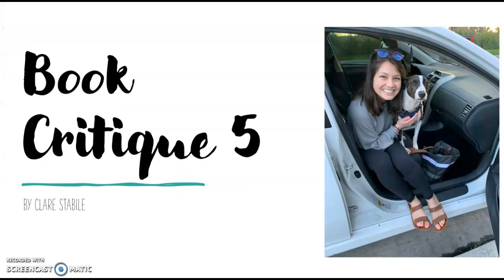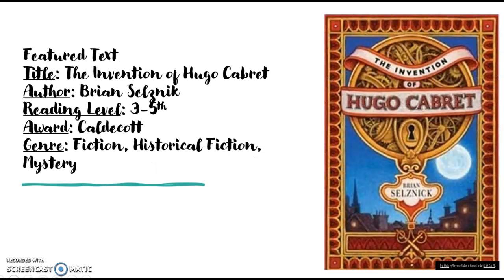The books I selected are based on imagination and invention. My feature text is The Invention of Hugo Cabret, author Brian Selznick, reading level 3rd through 5th, Caldecott Award, and the genre is historical fiction and mystery.